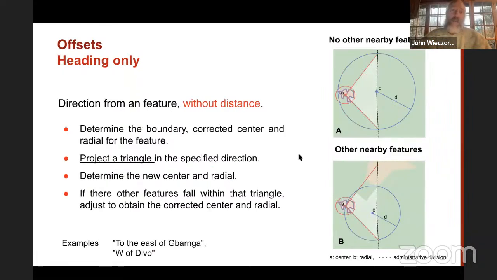Heading only is somewhat similar. We're not given a very full description. It's just that we're told that it's some direction from a place without a distance. So again, down to the examples is the easiest thing to do. And I'll use the last of these examples. West of Devo. So here we're in a situation, we don't know how far west, we don't know where to stop, or at least we're not told where to stop, but we have some sense of direction.